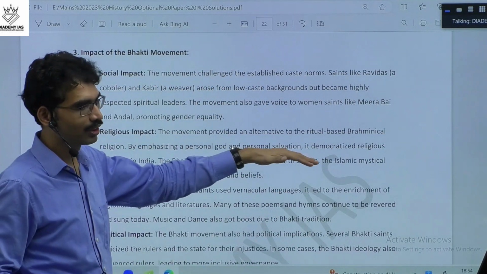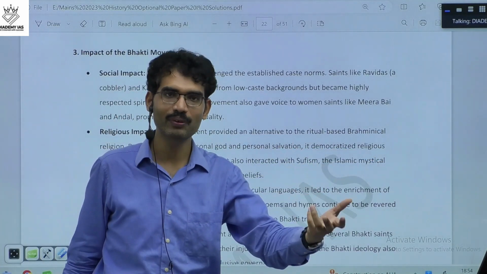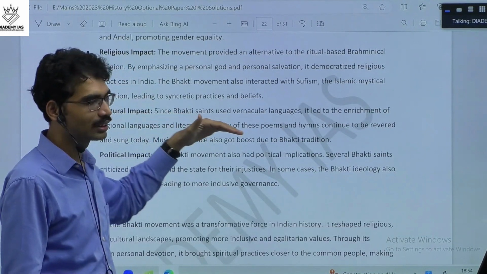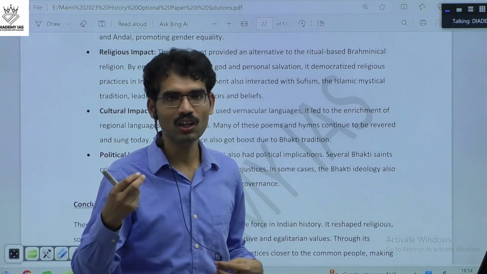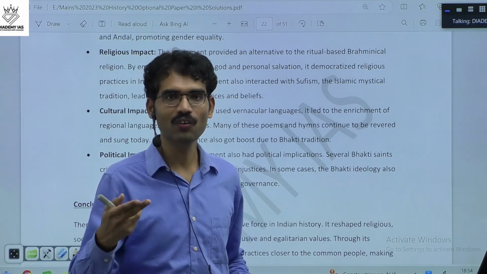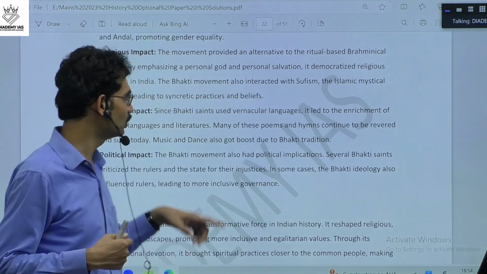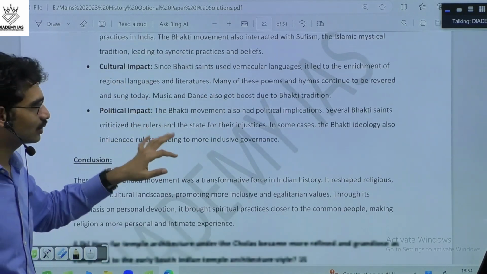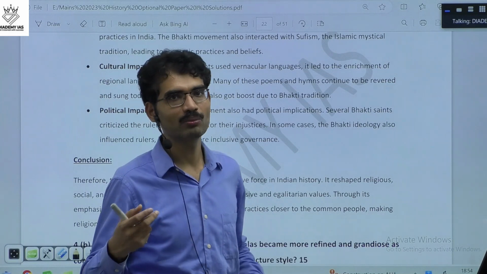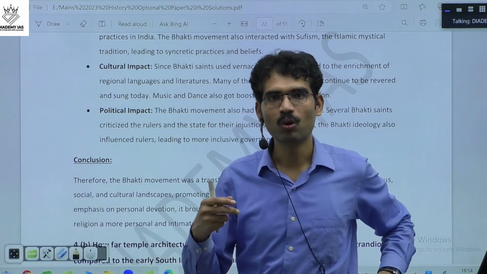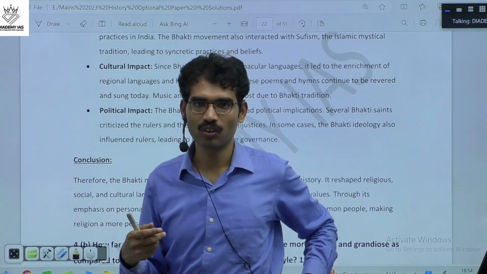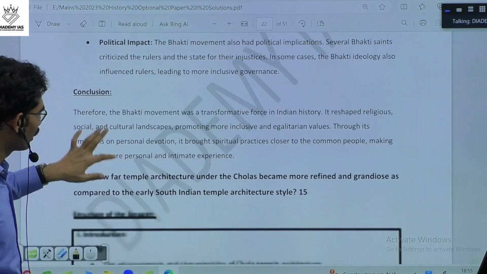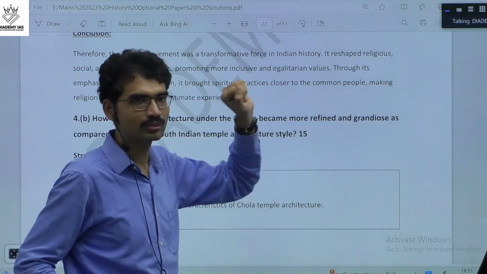Religious impact also. When it comes to religious impact, they tried to remove religious evils. Cultural impact: because of this, they wrote so many regional language literatures. Regional language literature improved during the Bhakti time period. You write that example. Then political impact also. Even in the political system, because of the Bhakti movement, a more liberal approach was followed towards the people. Likewise, you can have this. Conclusion, just summing up all of it.